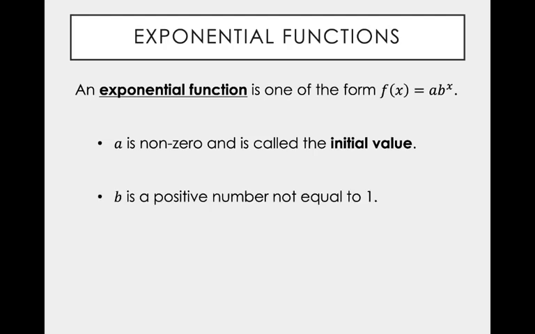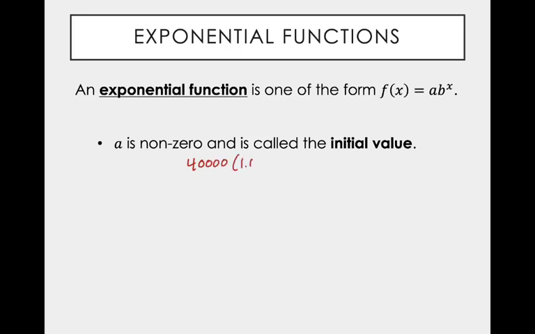Okay, so if you're talking about when you first start your job, that's when you've had 0 raises. That would be 40,000 times 1.03 to the 0, or anything to the 0 is 1. So that would just give you your initial starting salary. Okay, so that's why we call that A the initial value, because anytime you plug in x equals 0, you're going to get this exponential part to be equal to 1. Okay, so A is whatever you're starting with, however many dollars or people or bacteria or whatever it is that you're studying with your exponential function.